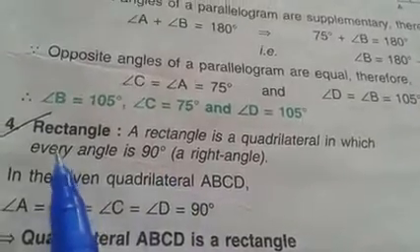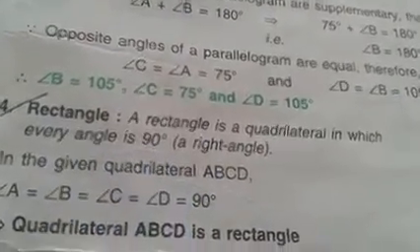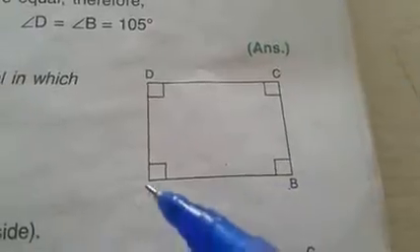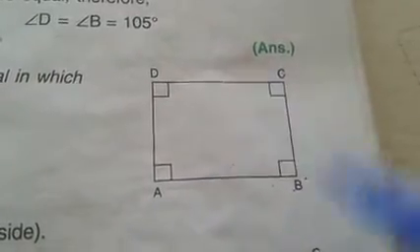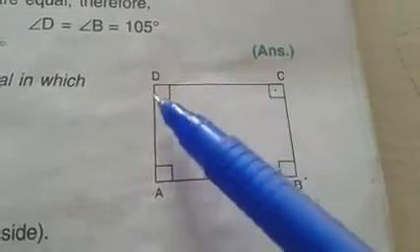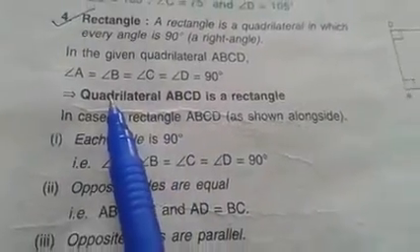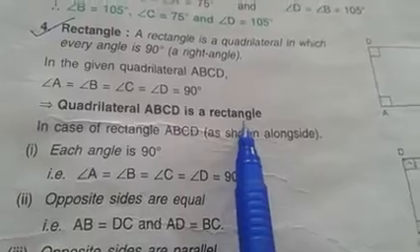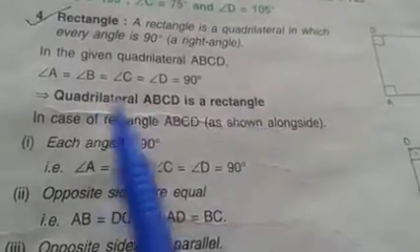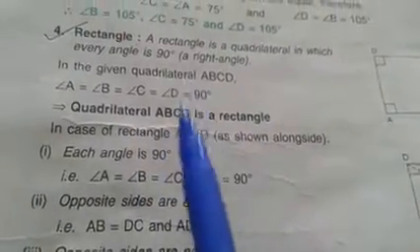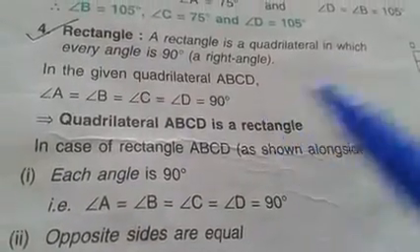In which every angle is 90 degrees. Angle A is 90 degrees, angle B is 90 degrees, angle C is 90 degrees and angle D is 90 degrees. Okay. Then let us see, quadrilateral ABCD is a rectangle. Why? When there is a quadrilateral, we say it's a rectangle. Why is it a rectangle? How can it be a rectangle?